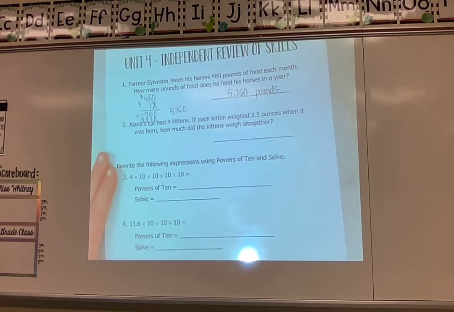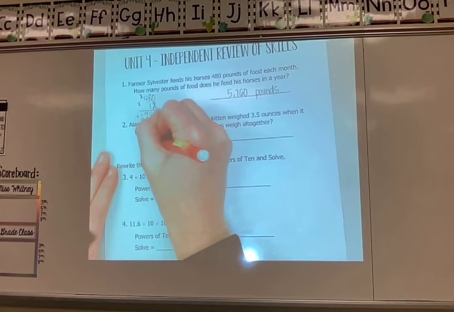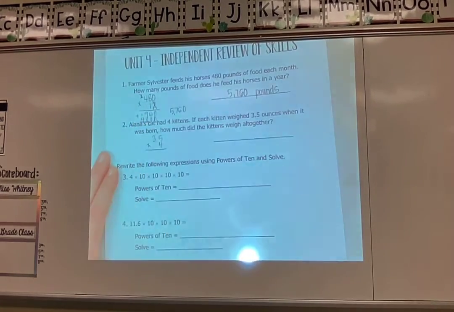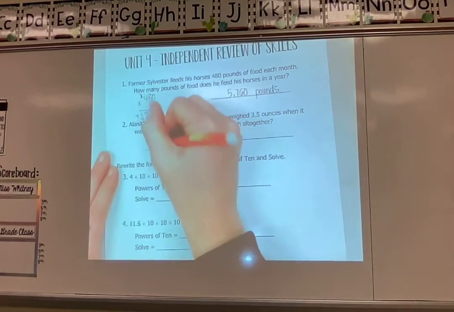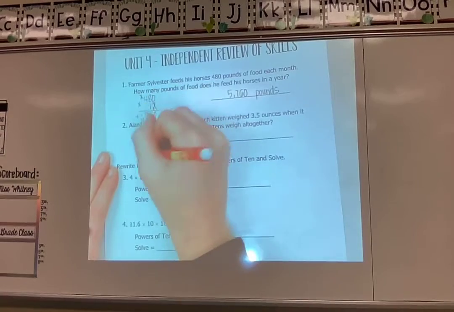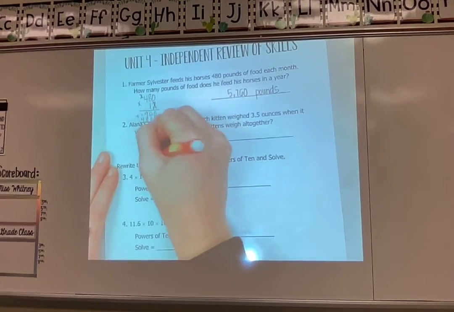Number two, Alana's cat had 4 kittens. If each kitten weighed 3.5 ounces when it was born, how much did the kittens weigh all together? Okay, well, each one weighed 3.5 and there was 4 of them, so I'm going to multiply that. Notice I stacked that up so that the smaller number was on the bottom because that will make it easier. Go ahead and multiply out. Remember, I'm going to do this pretty quick.